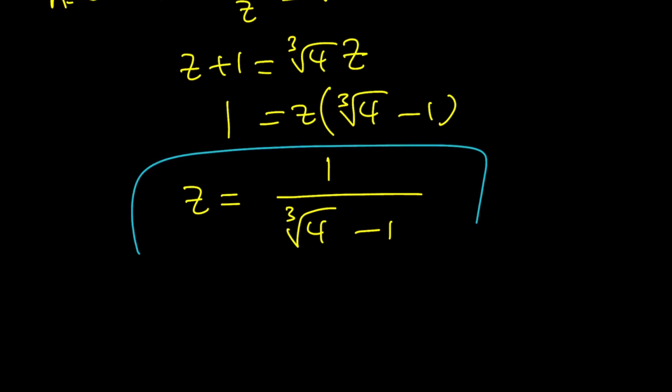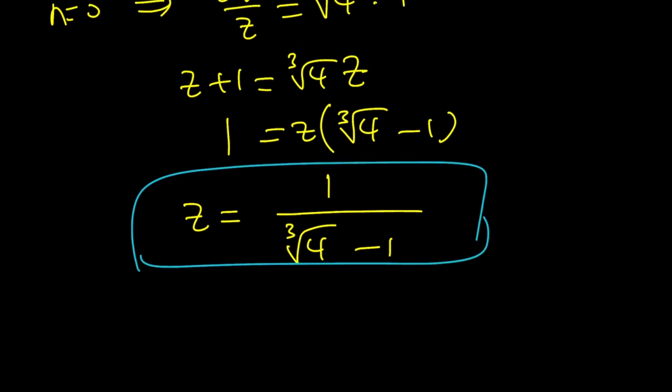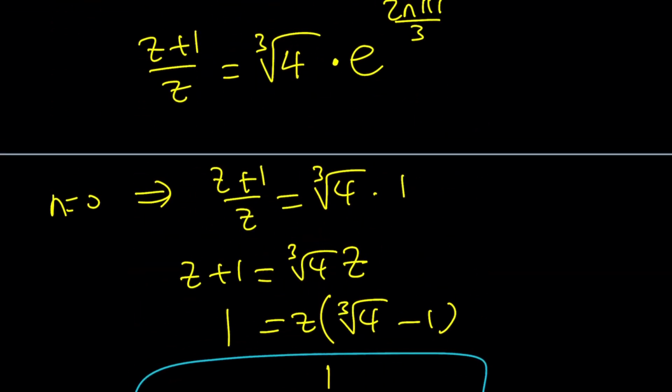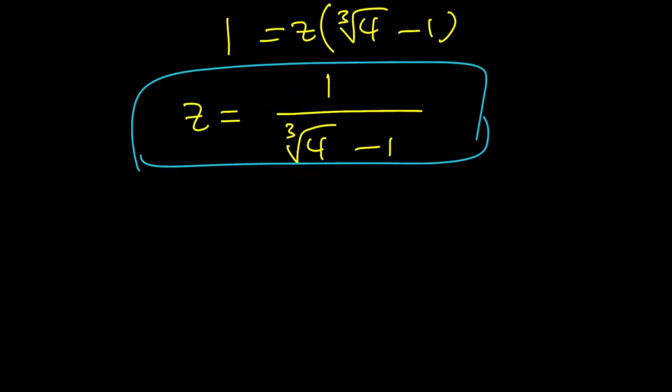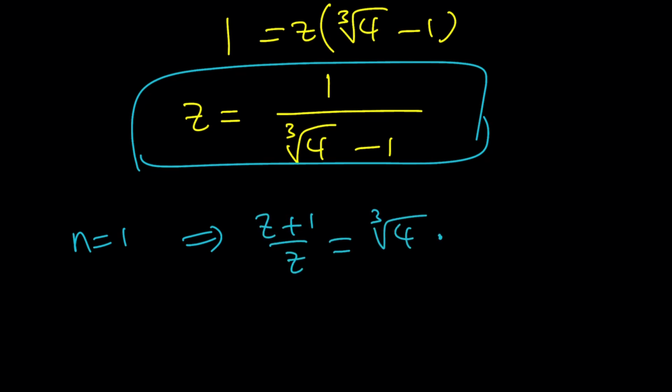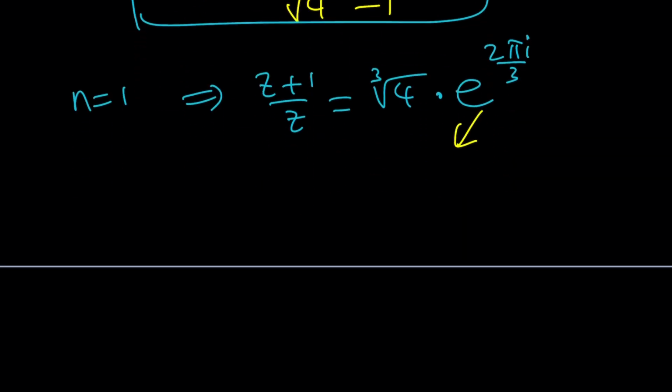And of course, we can find the other solutions as well. Let me just quickly show you how that can be done. And the rest is, again, going to be yours. So instead of using n equals 0, we could use n equals 1. And that's going to give us z plus 1 over z equals the cube root of 4 multiplied by e to the power 2πi over 3. You just got to remember, in polar form, thanks to Euler, this can be written as cosine of 2π over 3 plus i times sine of 2π over 3.